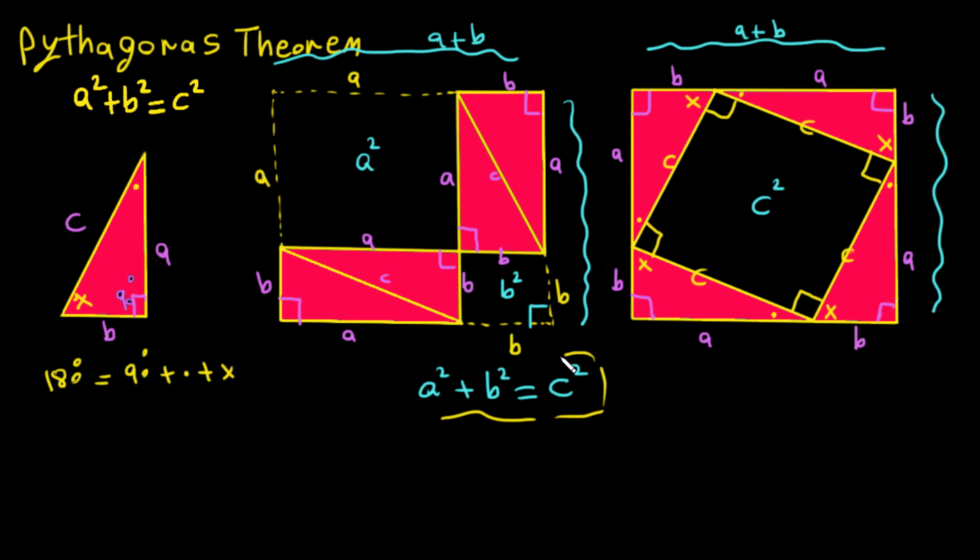We conclude that the Pythagoras theorem states that if we have a right triangle, we will get A square plus B square equals C square.